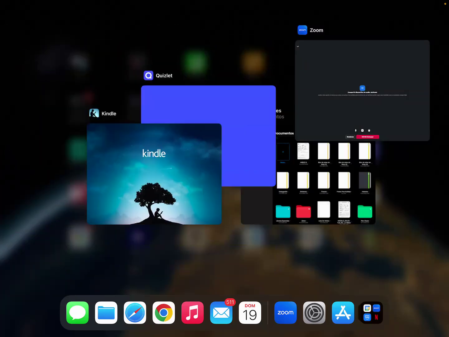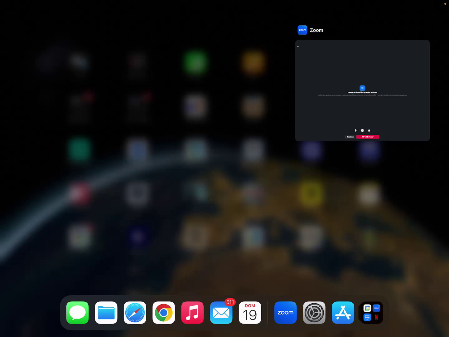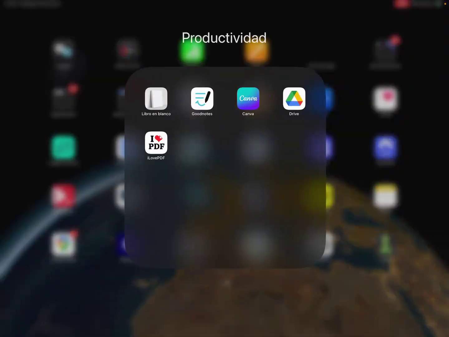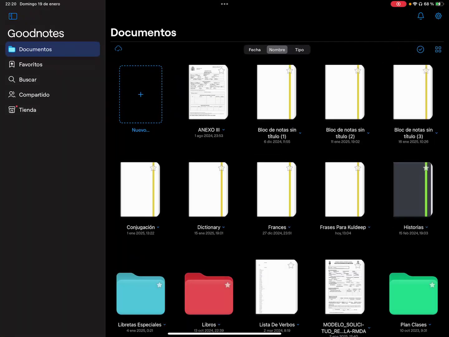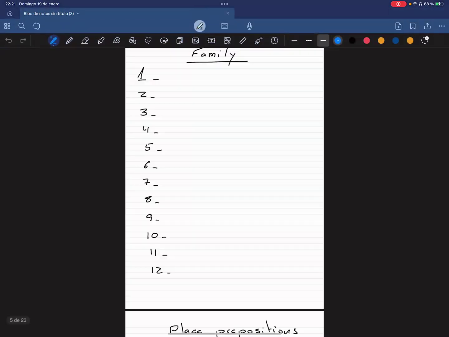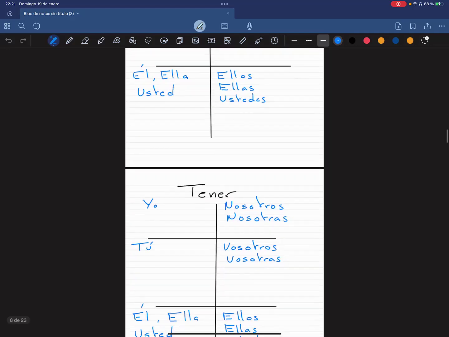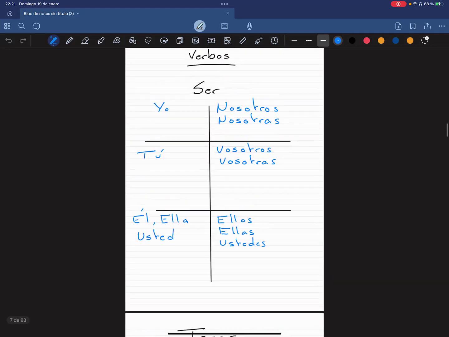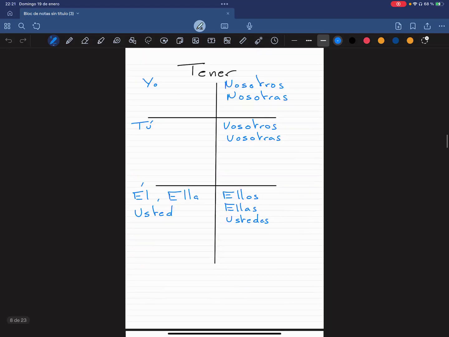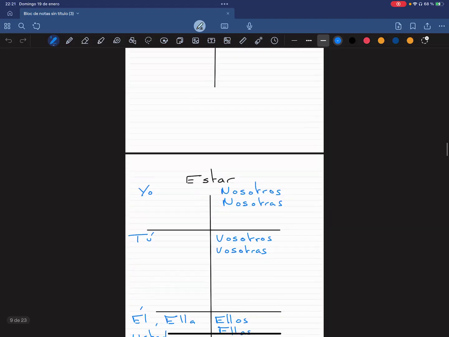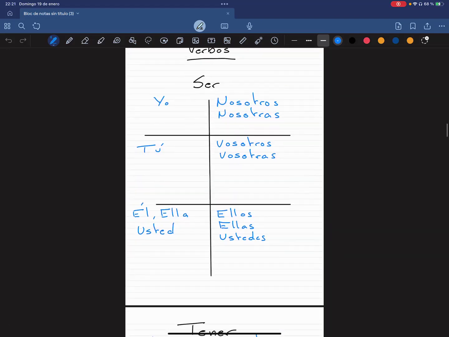On this video, we are going to practice with everything we've seen so far. I think so far we've seen three verbs. We've seen the verbs ser, estar, and the verb tener. And today we are going to work with those three verbs. Let's review very quickly how to conjugate those three verbs.